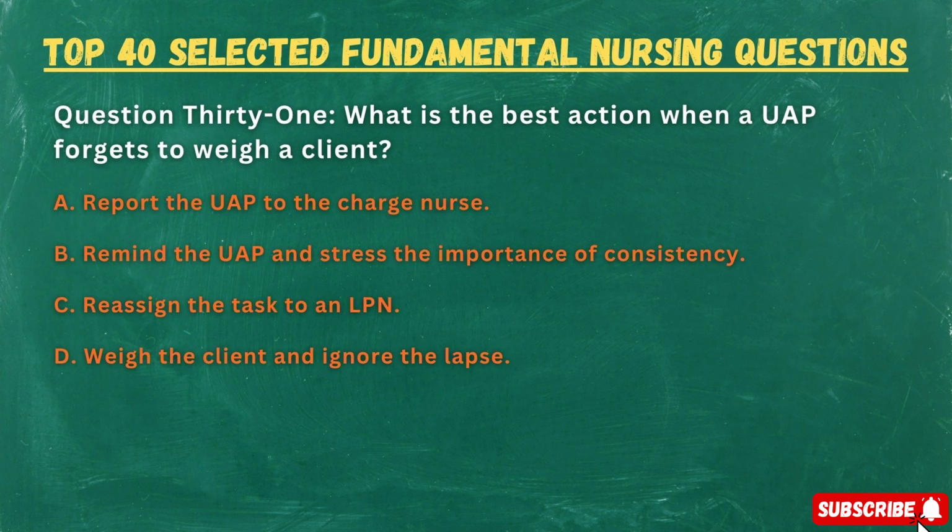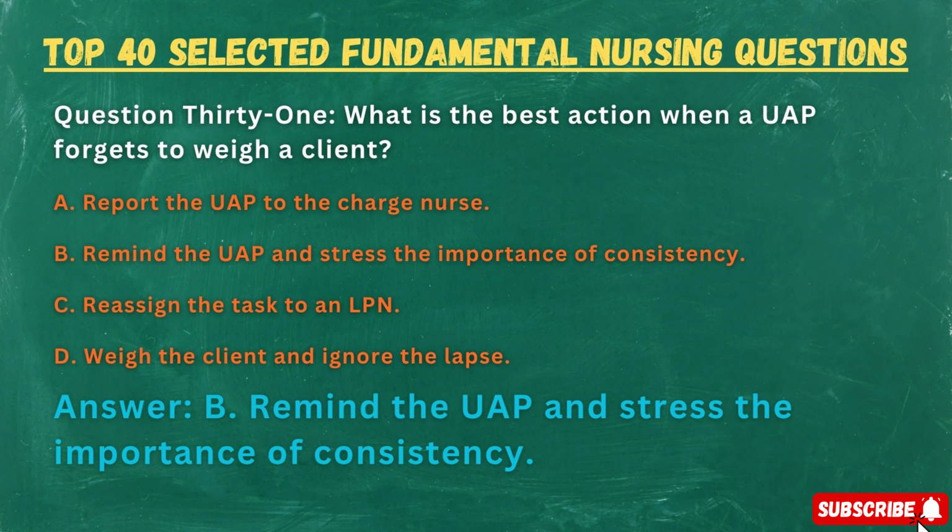Question 31. What is the best action when a UAP forgets to weigh a client? A. Report the UAP to the charge nurse. B. Remind the UAP and stress the importance of consistency. C. Reassign the task to an LPN. D. Weigh the client and ignore the lapse. Answer. B. Remind the UAP and stress the importance of consistency.